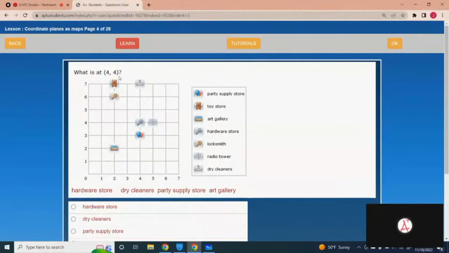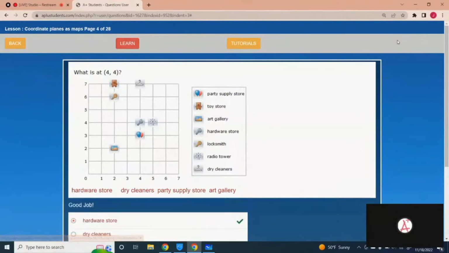Which is at the 4, 4? Very good. It would be the hardware store. This is at the 4, 4, and that means at the 4, 4 you have a hardware store. Got it?